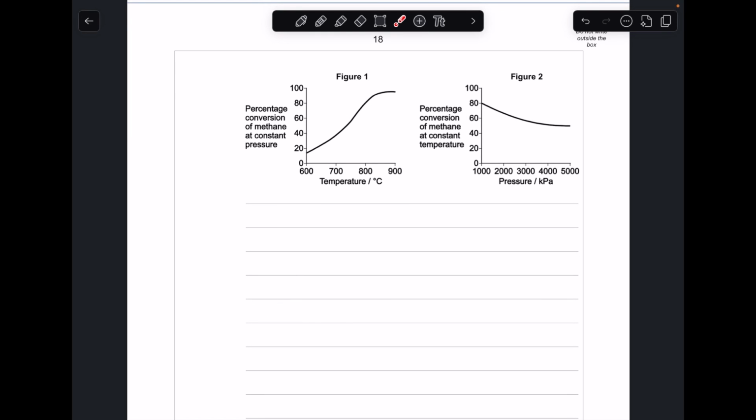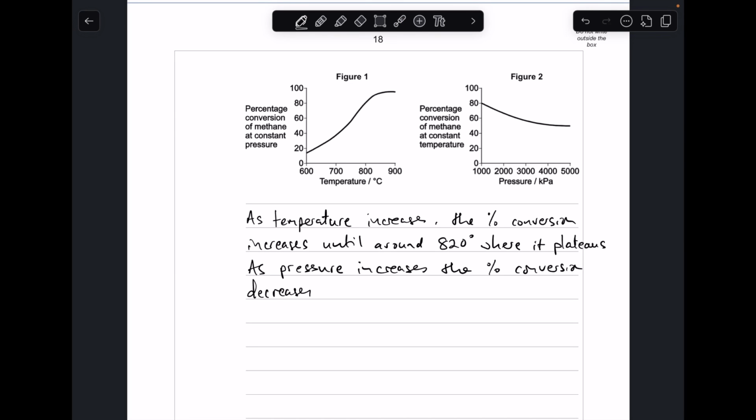So starting with trend, you can see in the temperature graph, as the temperature increases, the percentage conversion increases, but it does start to plateau at about 820, so we'd need to mention that. And in the pressure graph, as the pressure increases, the percentage conversion decreases. So just based on those two trends, we could argue that we need a high-ish temperature and a lowish pressure. But now if we think about rate, we know that obviously a high temperature leads to a high rate. So a highish temperature is what we need, but remember we're not going to go past 820.